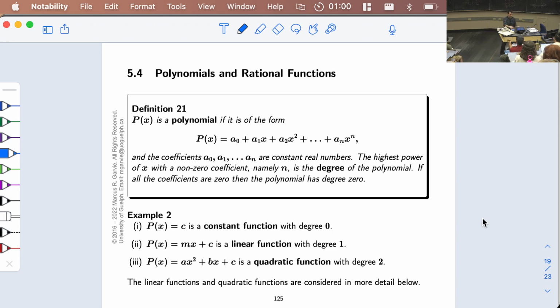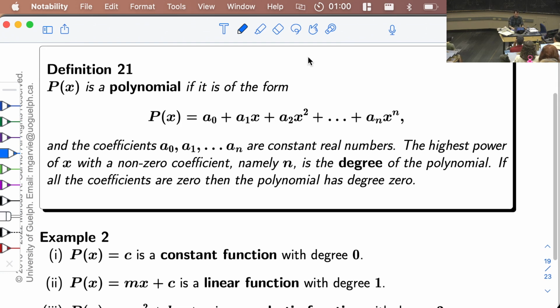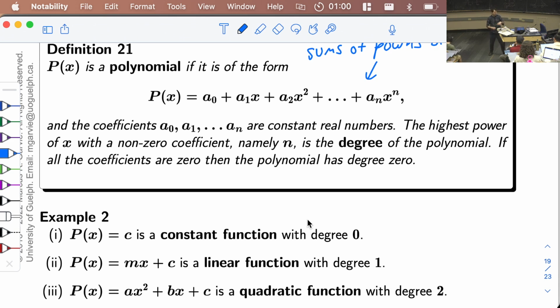So what is a polynomial? A polynomial is something that is made from powers of x. So sums of powers of x. And they look like this. The most important ones you should know are the constant functions. So something like y equals 2, that's a constant function, a degree 0 polynomial. Linear functions, mx plus b, and quadratic functions, which we saw already today. So if you know these three, that's almost all the ones we'll be using in this course.